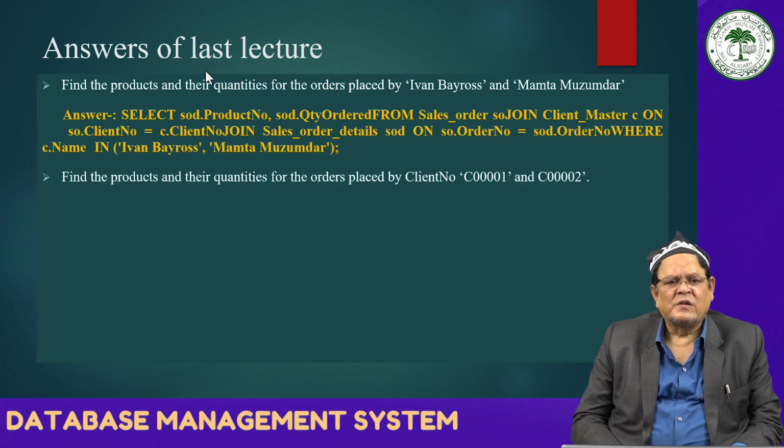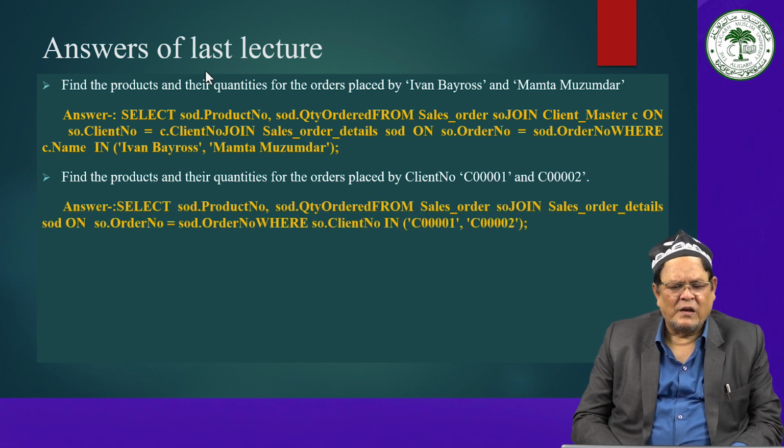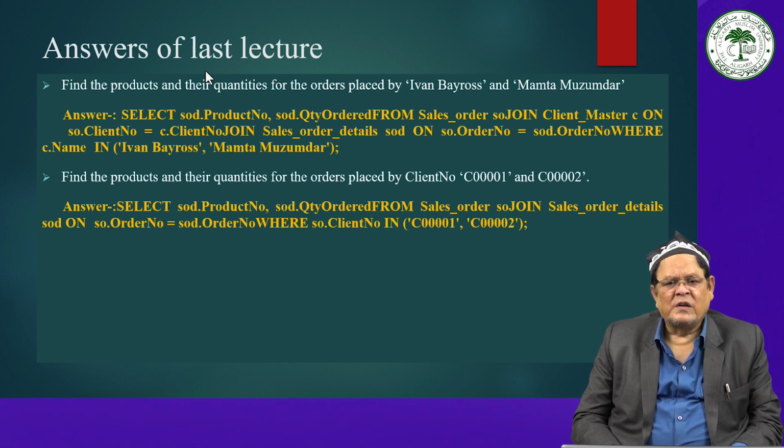The next question was, find the products and their quantities for the order placed by client number C001 and client number C002. The answer will be like that. Select SOD.product number, SOD.quantity from sales order SO, join sales order detail SOD on SO.order number must be equal to SOD.order number, where SO.client number IN operator, within parentheses you have to write C001 and C002 within quotes.